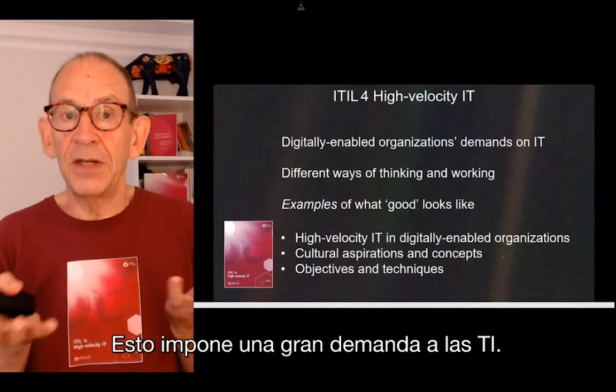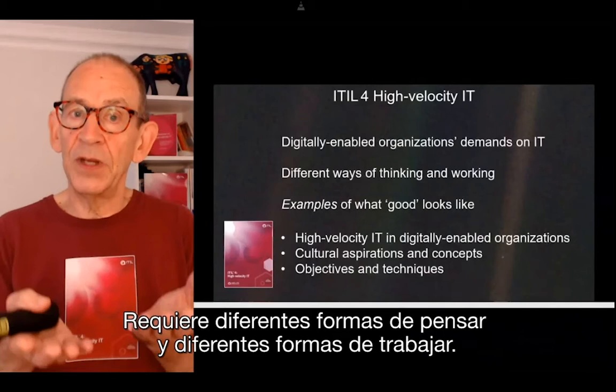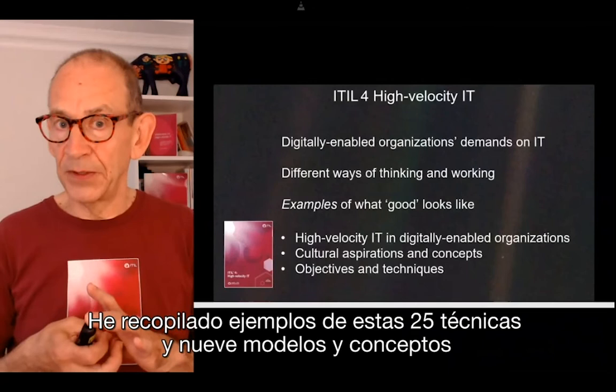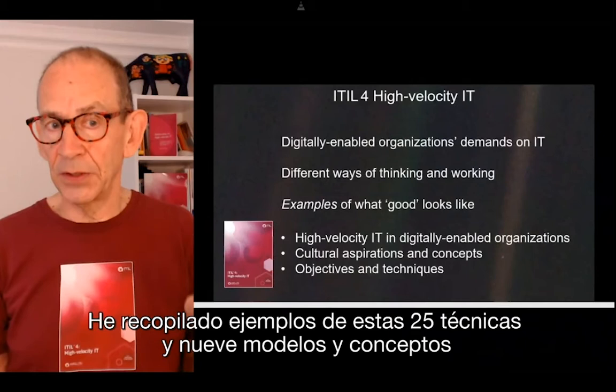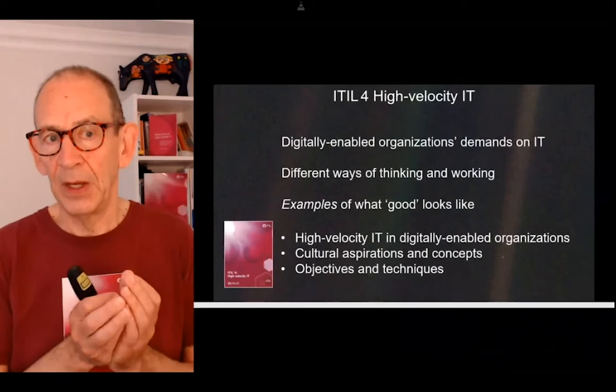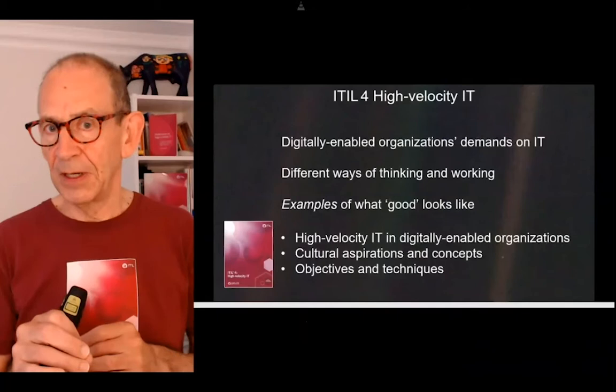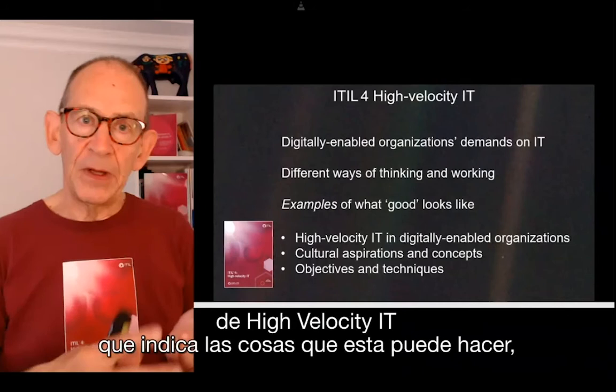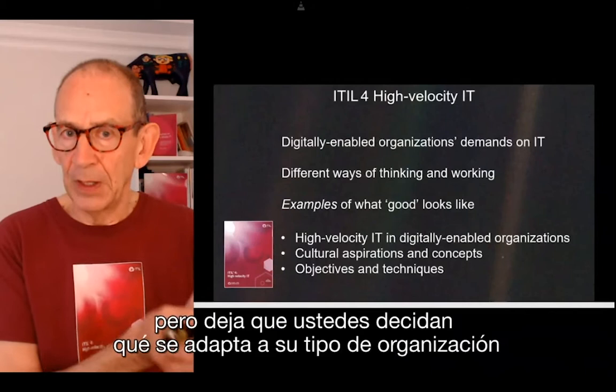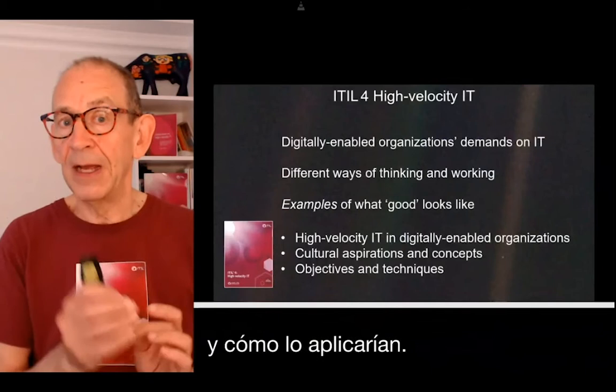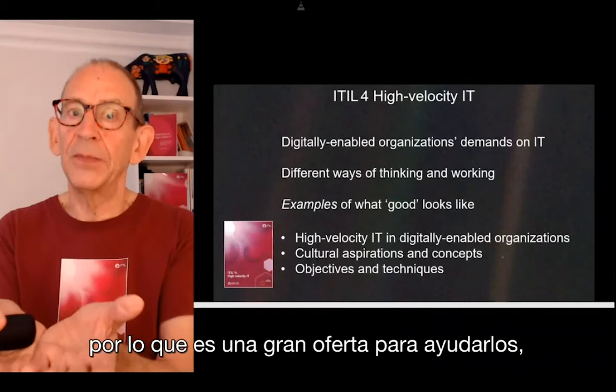Now, this places higher demands on IT. This requires then different ways of thinking and different ways of working. And I've compiled examples of these, 25 techniques and 9 cultural models and concepts, as examples of what high velocity IT looks like. With this book, I do not want to prescribe how you should do things. I want to give you a guided tour of a high velocity IT organization, pointing out things that you could do, but leaving it up to you to decide what would fit your kind of organization and how you would apply that. So it's very much an offer to help you, but you're the owner.